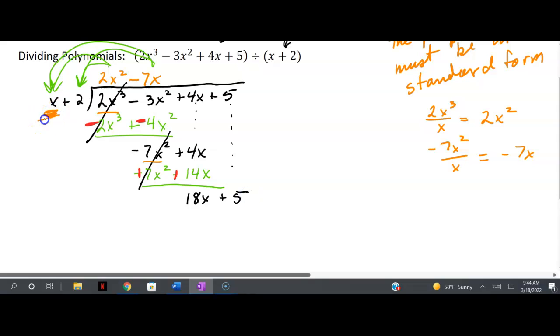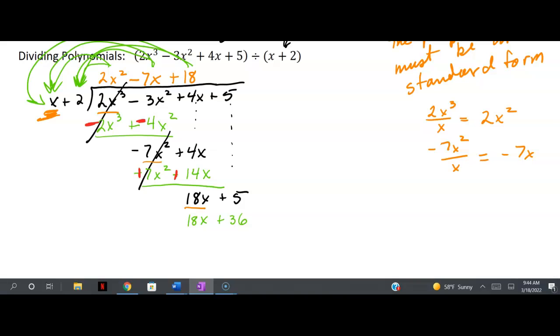So we're back to saying how many times does x go into 18x? The answer is 18 times. Then I'm going to multiply 18 times x. So that's 18x. It should look exactly like the term ahead of it. And then 18 times 2, which is 36. Now you're almost done, but don't forget the steps. The next part is to change the signs. So minus here, minus here.